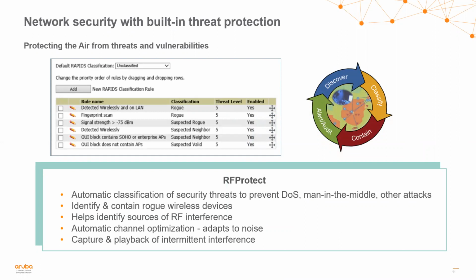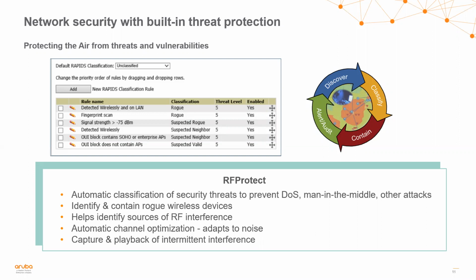All right. Now, this is another important one that we have here. It's the RF Protect, automatic classification of security threats. It prevents denial of service, man in the middle, and other attacks from a wireless perspective. It can identify and contain rogue wireless devices. It's also going to allow us to identify the sources of RF interference, as well as do some spectrum monitoring so that we can make channel optimization and adapt to noise. We can also capture playback of any intermittent interference in our environment.